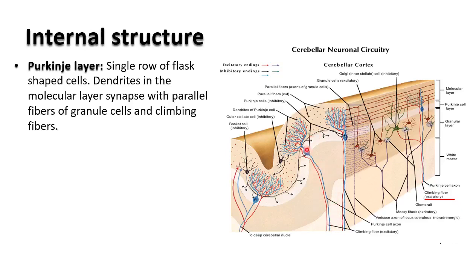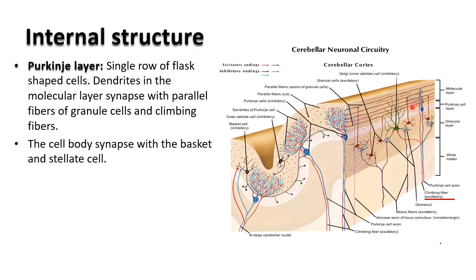You are able to see that. So dendrites of these Purkinje cells are seen in the molecular layer, and they synapse with these parallel fibers, which you are able to see here, and climbing fibers. So you are able to see the climbing fibers. They also anastomose with these Purkinje cells.